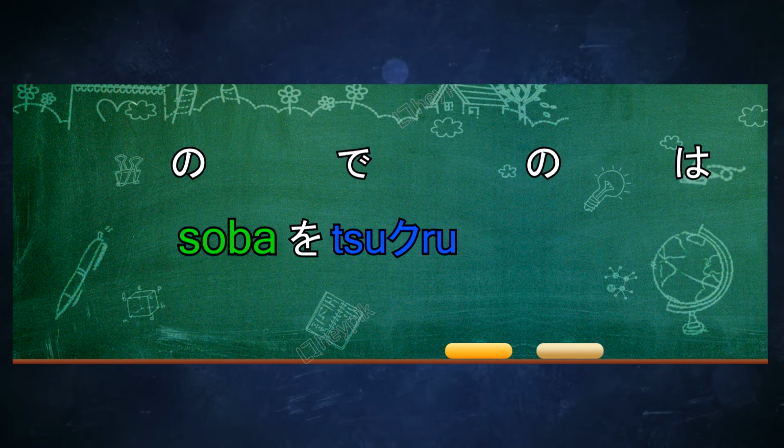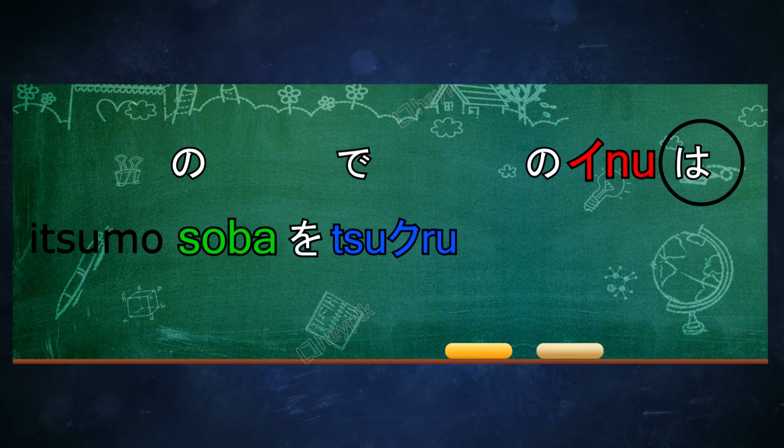Now let's look at the next particle, wa. Wa marks the word that comes before it as the subject, which means that inu is the subject of the sentence. Itsumo just means always, which is pretty straightforward, so up to this point we know that the dog always makes soba. A no particle connects two nouns and often implies that there is a connection between them.